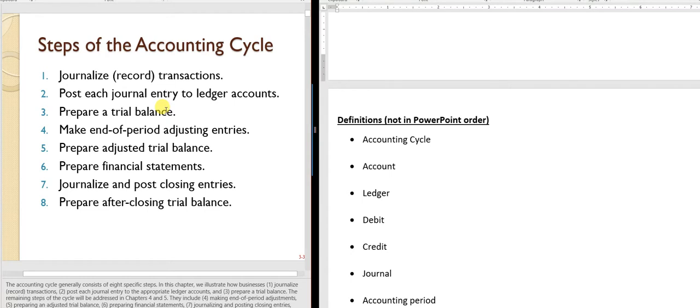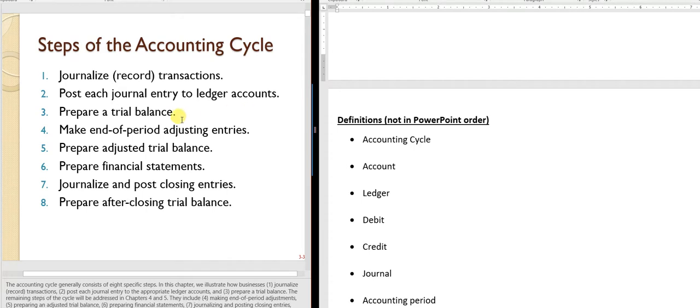Journal is where you originally record the entry, and you did this basically in the columns in the prior chapter, where I said, okay, the owner invested $80,000 cash in the business, so you put it in cash and you put it in owner's investment. We're going to get a little more formal, but that's basically journalizing. You posted it to the ledger. Your ledger accounts were actually the columns in your little spreadsheet that you had going.